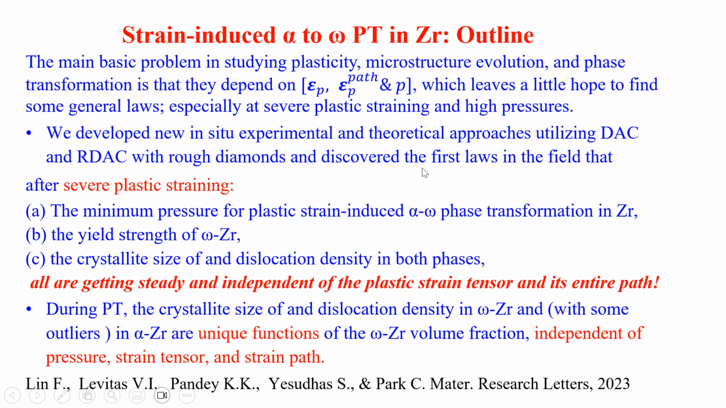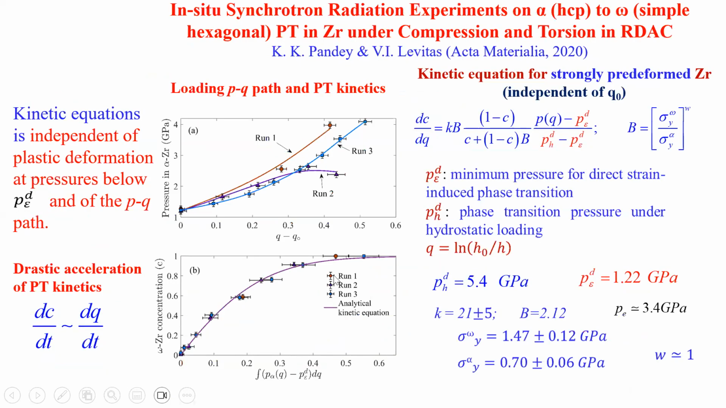But actually, using the in situ method, which we develop and use, and theoretical approaches, we found first quite general rules in this field. Namely, after severe plastic straining, first, minimum pressure for plastic strain-induced phase transformation, pressure-dependent yield strength, crystallite size, and dislocation density in both phases are getting steady. So they don't change with further plastic deformation and are independent of plastic strain tensor components and entire path. And during phase transformation, crystallite size and dislocation density are a unique function of volume fraction only, and also independent of plastic strain path, and even pressure. This is a huge amount of information, which simplifies theory drastically.